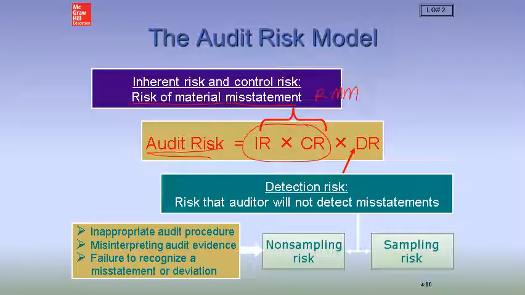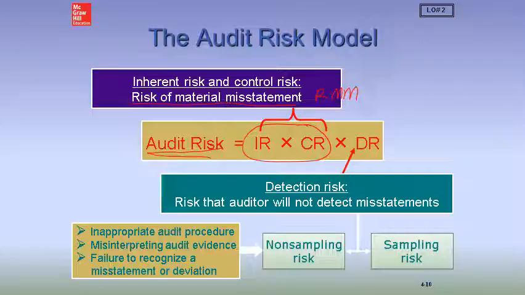To the extent that we do substantive testing, the nature, extent, and timing of our substantive testing, we can control our detection risk in response to our assessment of the risk of material misstatement, and that helps the auditor to keep the audit risk, and we would probably want to keep that low. We certainly don't want a high audit risk.